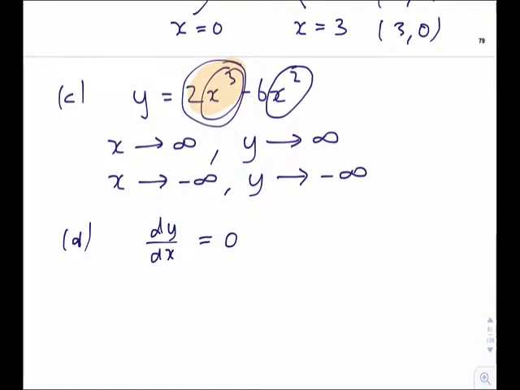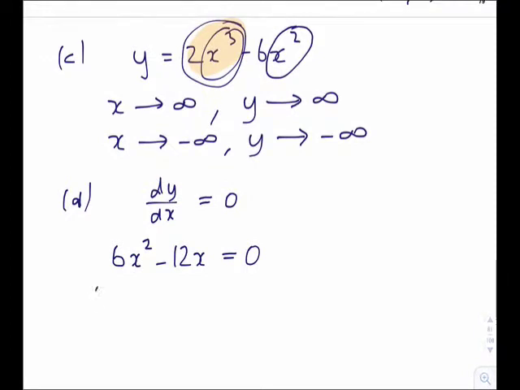Okay, so let's do the derivative. Here it is: 6x squared minus 12x. And we want to know when that's equal to 0. Again, some good factorising will make this a lot easier for you. Although I guess you could get your calculator out here, but I think it's even quicker for me to do this. Right? x equals 0 or x equals 2.